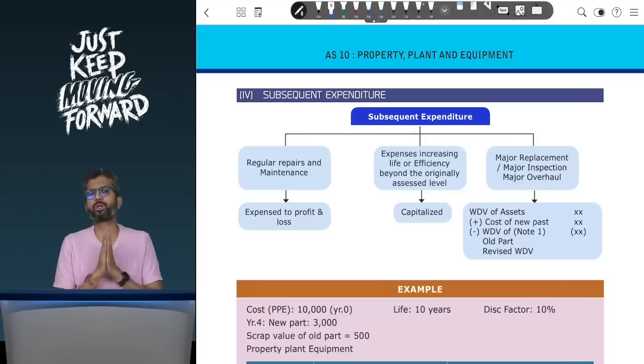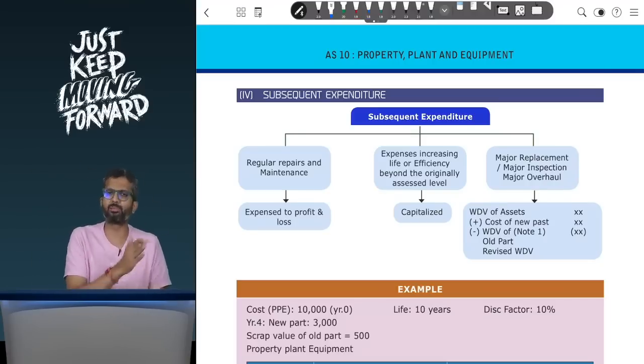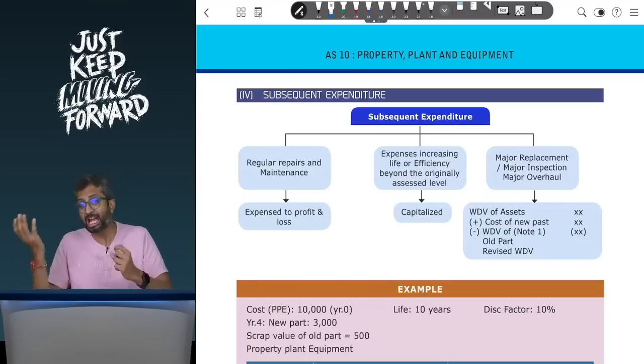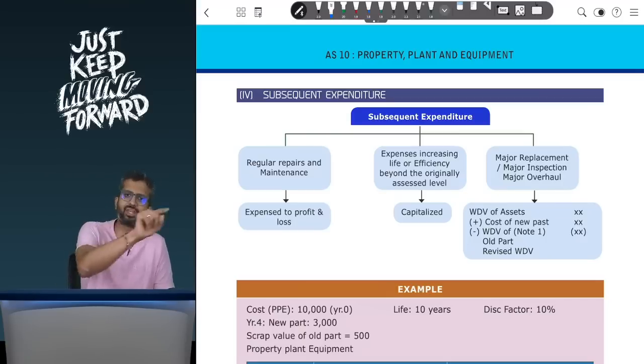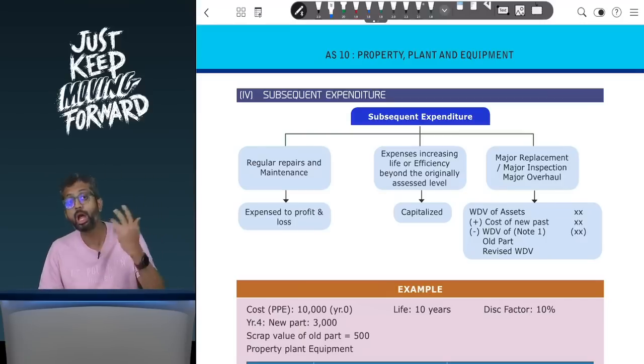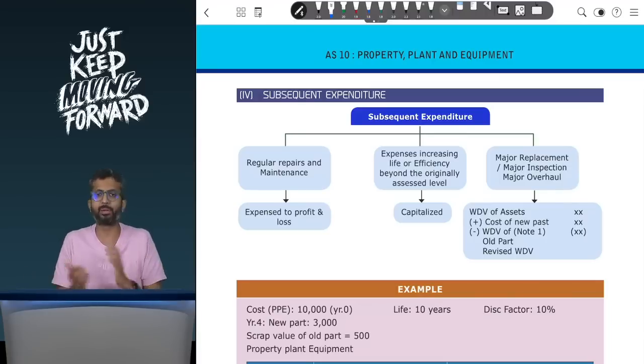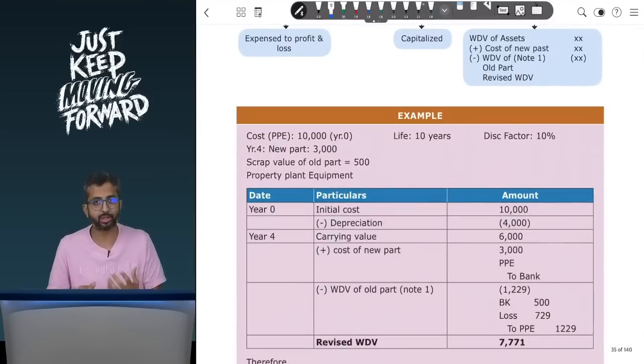An interesting adjustment over here would be regarding major replacement, major inspection or major overhaul. In this case, if it is major, and the question will guide you for that, like a new part is obtained, then you will add the cost of the new part, but at the same time you will have to subtract the WDV of the old part. How do you find the WDV? Well, based on the invoice, if I get a breakup; if no breakup, based on the fair value, if available; or the third and the most common thing that comes is you take the notional cost of the new part as a proxy for the old part.